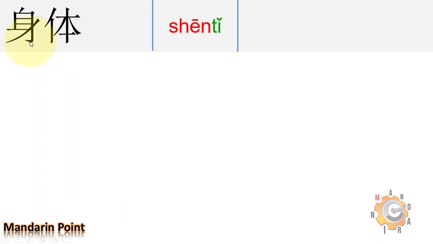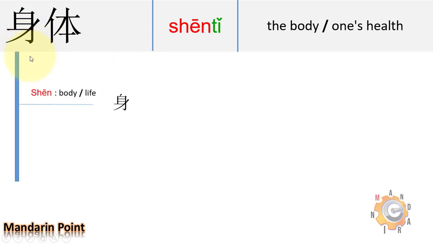Shenti, which means the body or one's health. On left side it is shen, which means body, alive, while this one on right side is ti, which means body or group. This character cannot be decomposed further, rather it is composed of basic strokes.